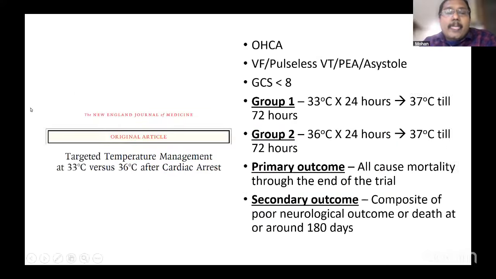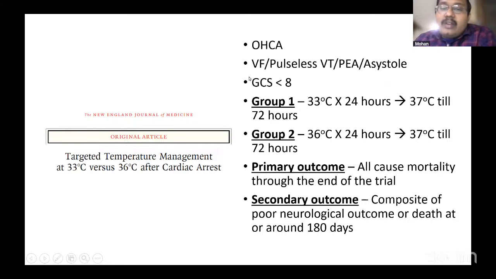After that, in 2013, we got one major trial, which we call the TTM trial, TTM1. In TTM, they wanted to see whether there is any difference if we use 33 degrees centigrade or 36 degrees centigrade for targeted temperature management. Again, they took the same population, out-of-hospital cardiac arrest, but this time they included patients with non-shockable rhythms as well. The criterion they used was GCS less than 8.